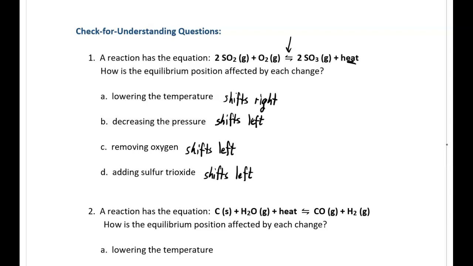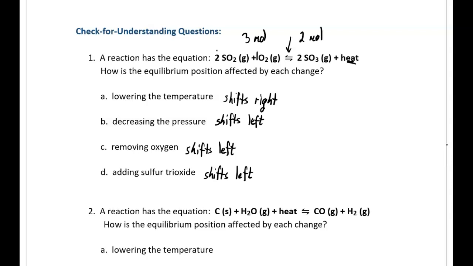Okay, question B. What happens if pressure is decreased? The chemical reaction needs to increase the pressure. So it needs to create more moles of particles. The left side has 2 plus 1 makes 3 moles. The right side has 2 moles. To make more moles of particles, the reverse reaction needs to increase its pace. So it shifts left.